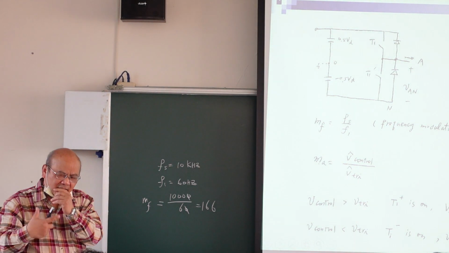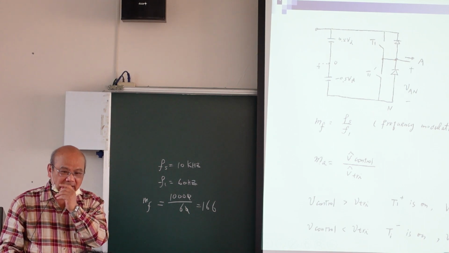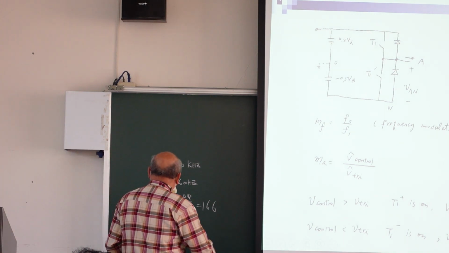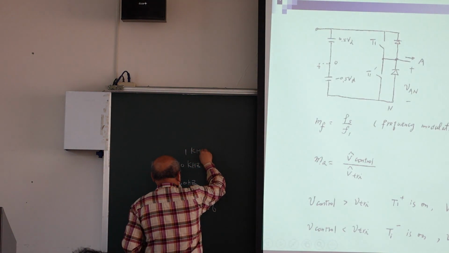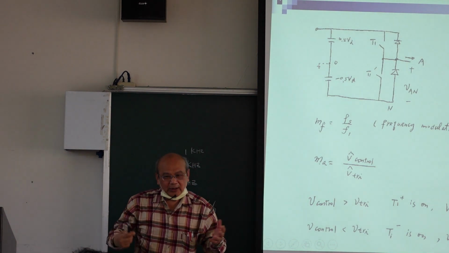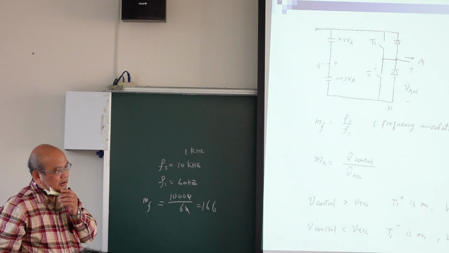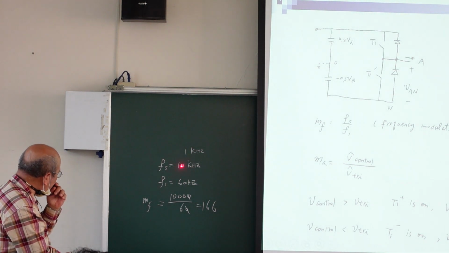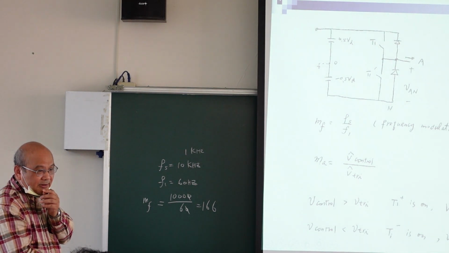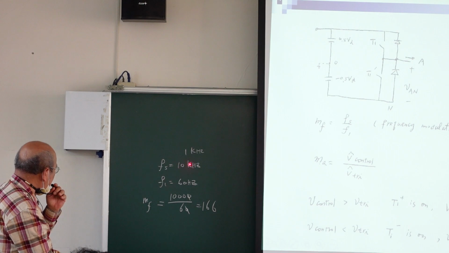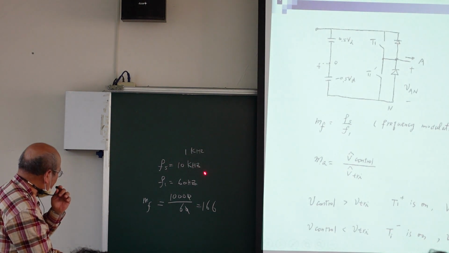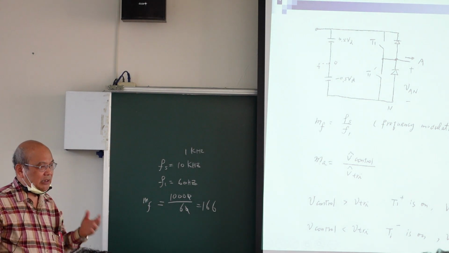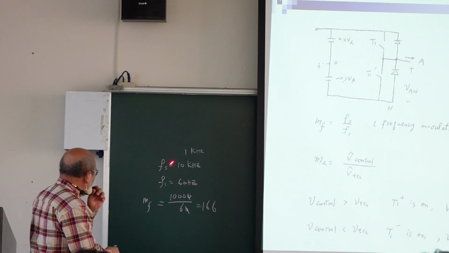So do you think higher carrier is better or lower carrier is better? Which one is better? So 1 kilohertz is better or 10 kilohertz is better? Which one? If you think 1 kilohertz is better, please raise your hand. If you think 10 kilohertz is better, please raise your hand. So in theory, if we can increase the carrier, it is better because the ratio is larger, right? The ratio is larger. But what is the real situation?